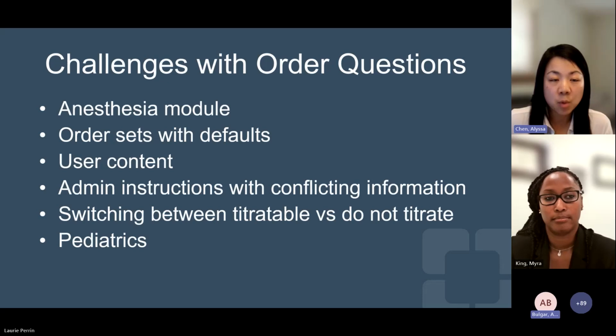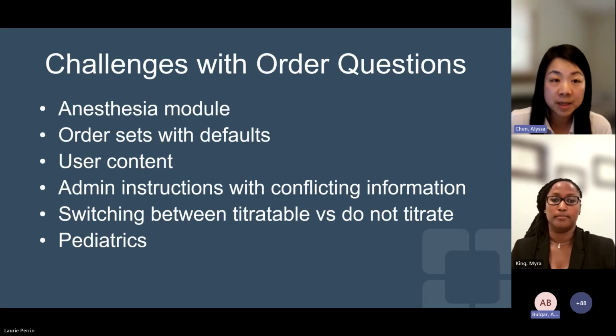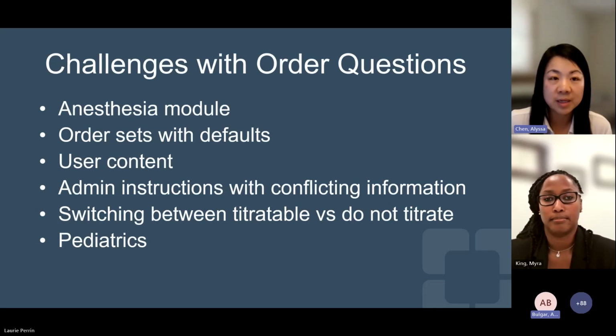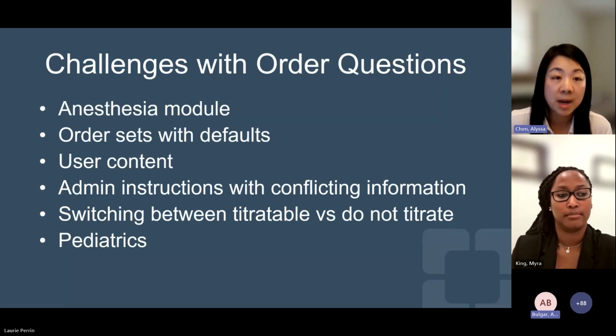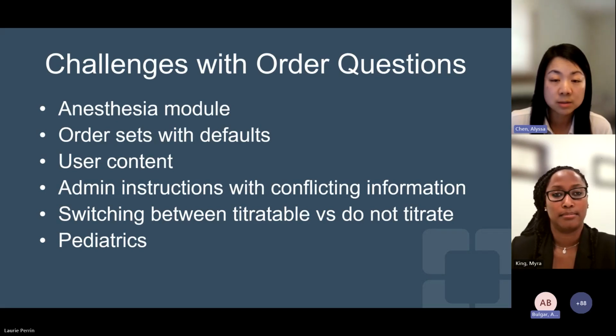The other pain point was user created content, whether on preference lists or user versions of order sets, where providers had defaulted information in their admin instructions, which caused discrepancies when we first implemented the order questions because there was often conflicting information. So we had to go through and wipe that information, and users had to go back through and re-default their content using the new order questions.